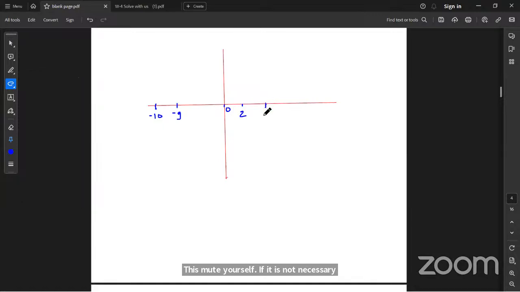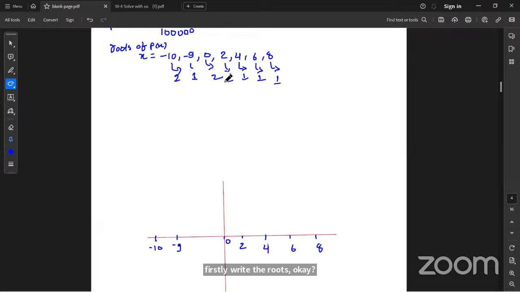Okay. So whenever you want to draw the graph of a polynomial, firstly, if you have access to the roots, then firstly write the roots. Okay. Then go through the coefficient of the polynomial. The leading coefficient.